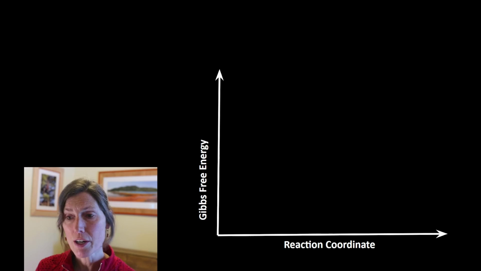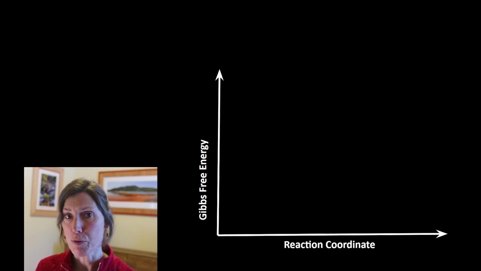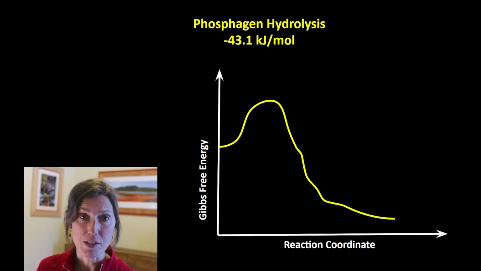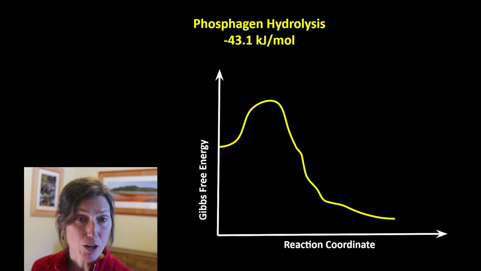How does ATP hydrolysis compare to the phosphagen system? So let's take a look here. We've got 2 axes going on. On the x-axis, the reaction coordinate, and on the y-axis, Gibbs-free energy. Let's take a look first at the phosphagen hydrolysis that we just talked about. You see here an exothermic graph.